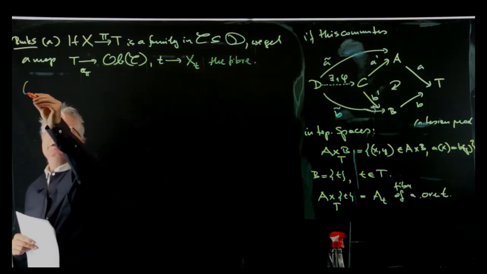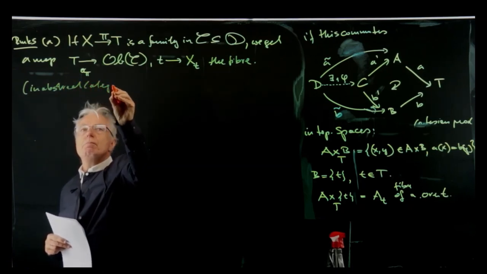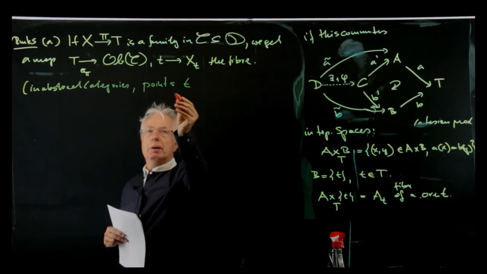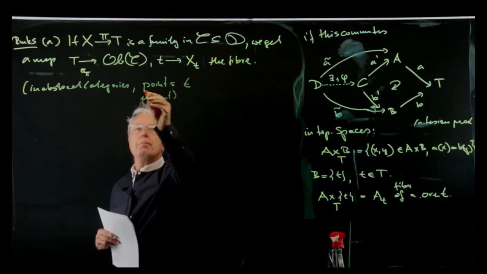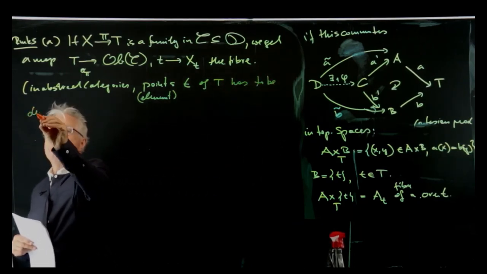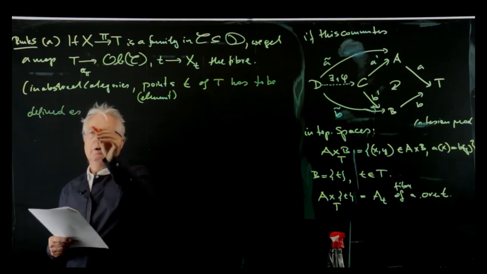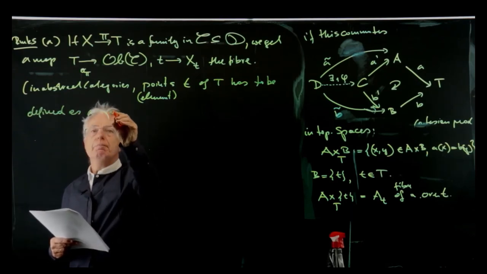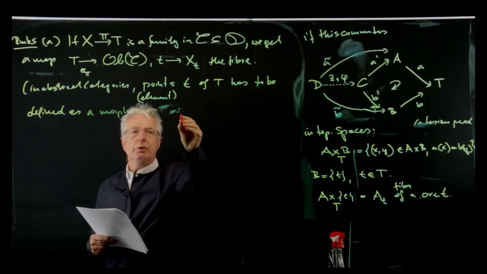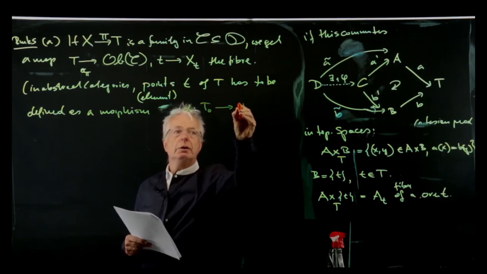So in abstract categories, points t, I treat this t as a point or an element of T, has to be defined as a morphism from T0, which was the terminal object, into T.